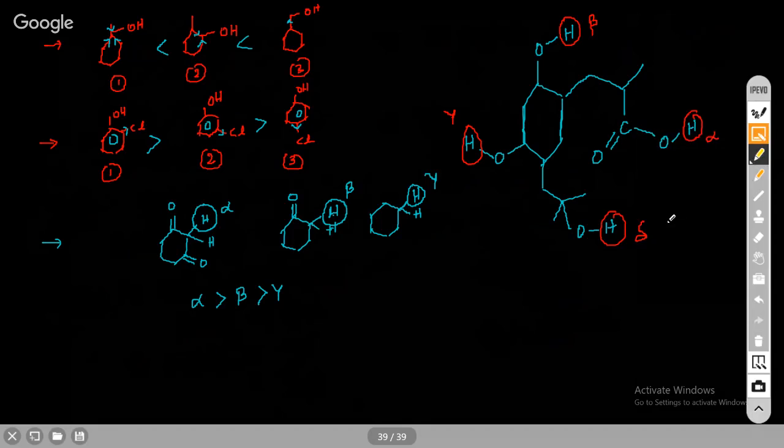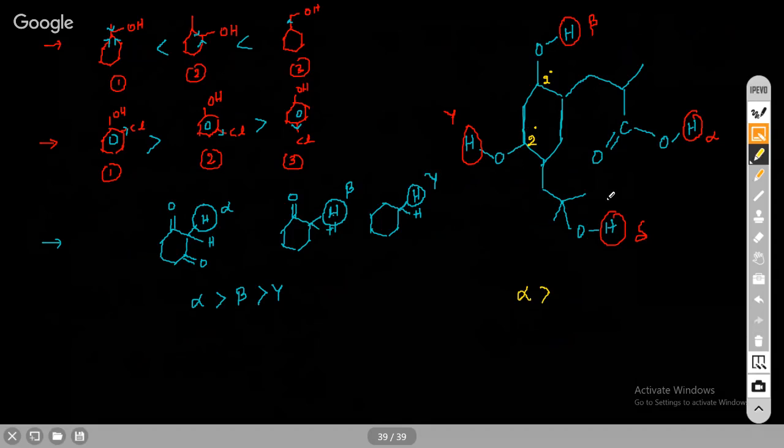Okay, see here. Since this is a carboxylic acid, obviously this alpha will be most acidic here, since the hydrogen is attached with the carboxylic group, carboxylate ion, right? So alpha will be maximum. If you compare beta, this carbon is 2 degree, and this carbon is also 2 degree. So the tendency of beta and gamma will be equal because both are attached to a 2 degree carbon atom.